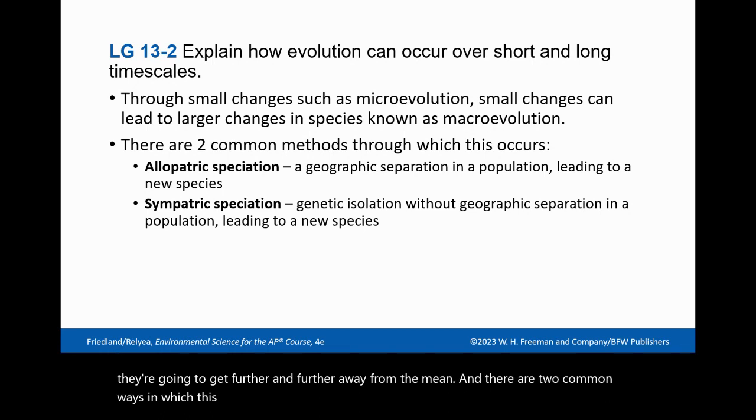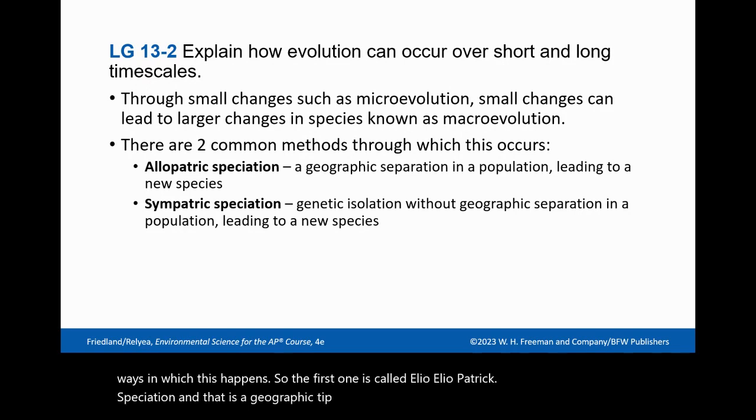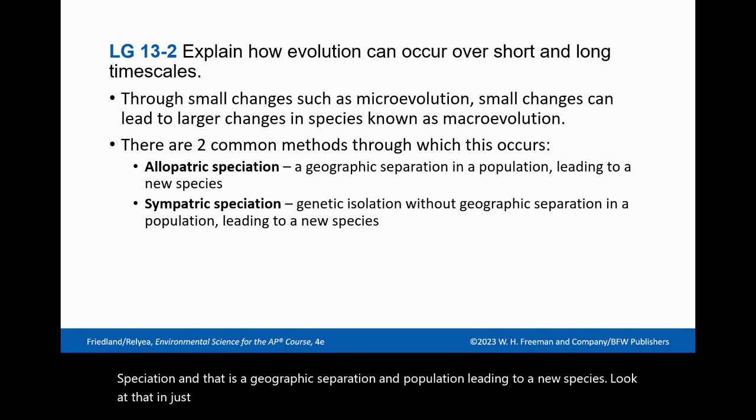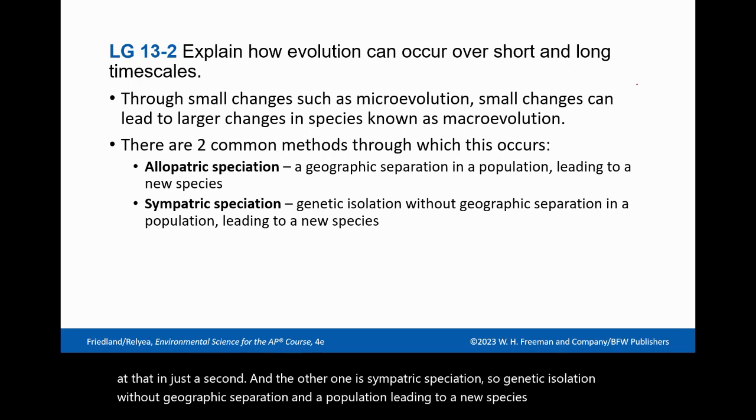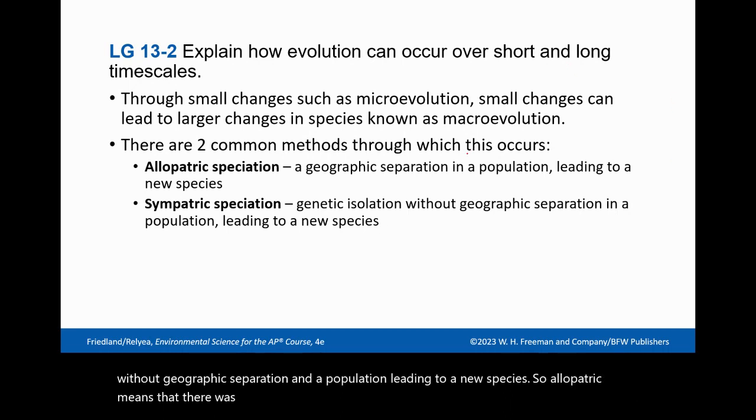So the first one is called allopatric speciation, and that is a geographic separation in a population leading to a new species. We'll look at that in just a second. And the other one is sympatric speciation, so genetic isolation without geographic separation in a population leading to a new species. So allopatric means that there was something separating them. Sympatric means that there was genetic isolation.